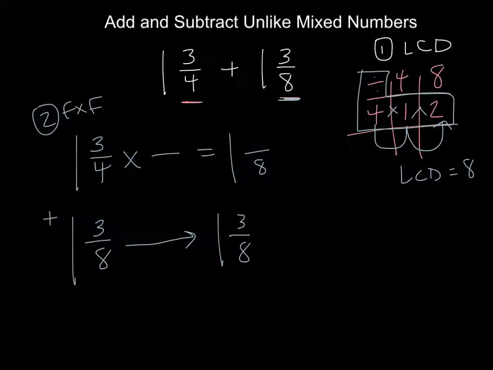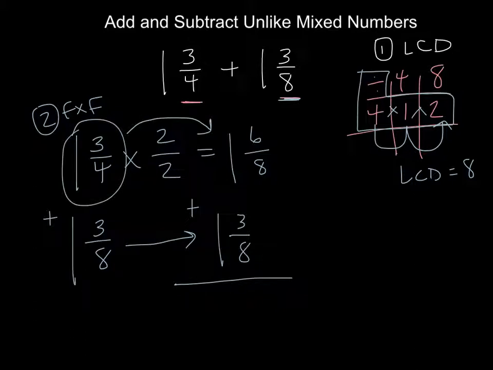Now I'm just ignoring the whole number and I'm looking at my fraction. 4 times what equals 8? Well, that's 2. And if I do it to the bottom, I also do it to the top. 3 times 2 is 6. So now my new problem, instead of 1 and 3/4, is now 1 and 6/8 plus 1 and 3/8. So I can add my fractions. 6 plus 3 is 9/8. Now I'm going to add the whole numbers. 1 plus 1 is 2. My final answer at the moment is 2 and 9/8.